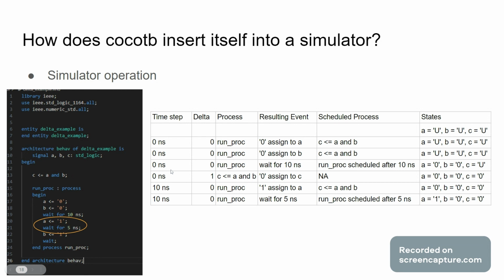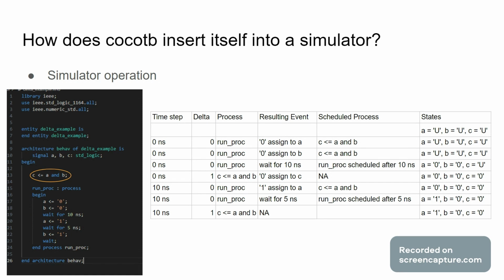So it's going to resume. The run proc is going to resume control after line 19, and 1 is going to get assigned to A, and then a 5 nanosecond time event is going to get scheduled 5 nanoseconds after the current time step of 10. Because line 13 is sensitive to A, that's going to get scheduled next, of course.